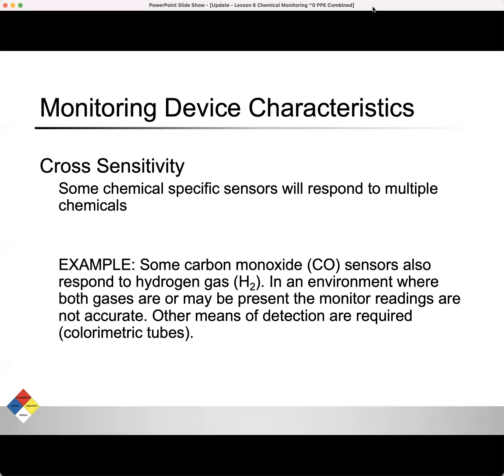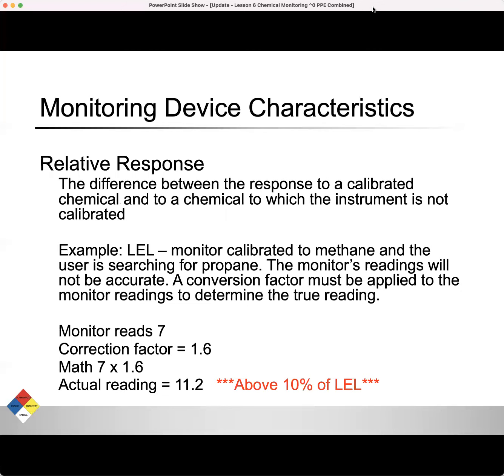Like I mentioned earlier, the monitor just tells us a number. We have to take that information and our knowledge and our experience to analyze that information. Relative response. This is the difference between the response to a calibrated chemical and to a chemical to which the instrument is not calibrated.